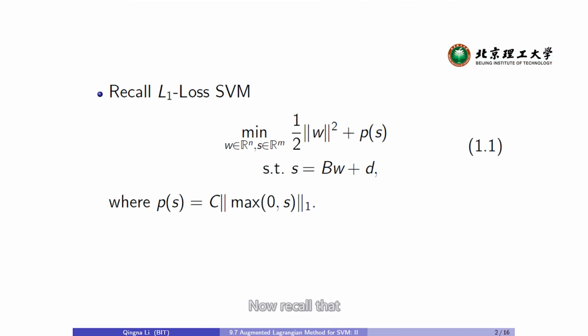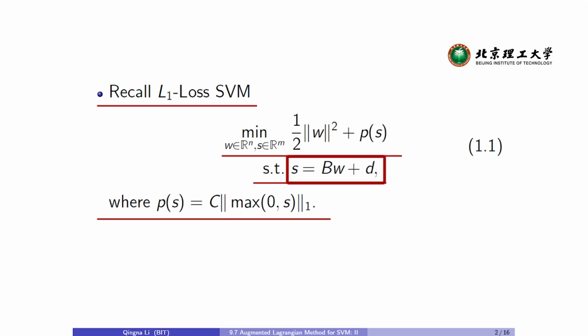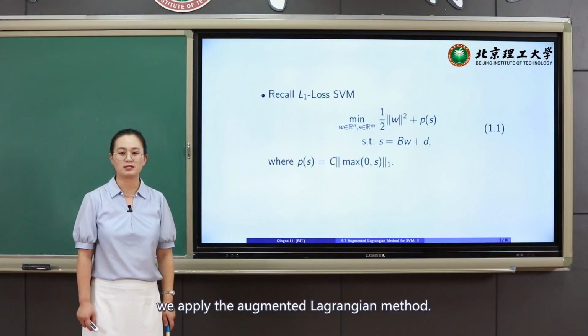Now, recall that we are considering the L2 loss SVM, where we try to minimize a quadratic norm of omega plus a non-smooth function p_S, okay? And meanwhile, we have some equality constraints here. So to solve this problem, we apply the augmented Lagrange method.